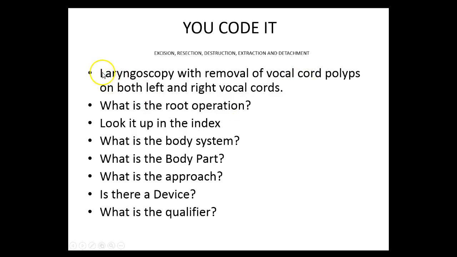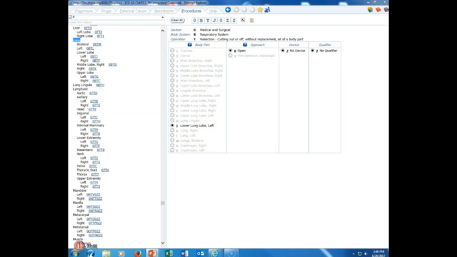And then what is our approach? A laryngoscopy. So this is natural or artificial opening endoscopic. We're doing both the right and the left vocal cord. So we're going to have to see if we have a bilateral code for that. And there's no device, and there's actually no qualifier for this. It doesn't say that this is diagnostic. So let's take a look and let's choose.